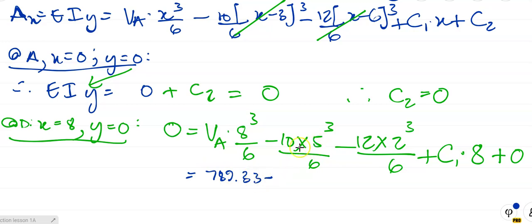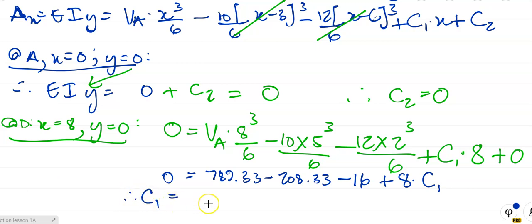789.33 minus, if we work that all out there, I get 208.33. Just don't believe me, work it out for yourself. And minus 12 times 2 cubed over 6, I get minus 16, and that will be plus 8 times C1 plus 0. Okay, and of course that's all equal to 0. And from there I'll be able to work out that C1 is equal to minus 70.625.